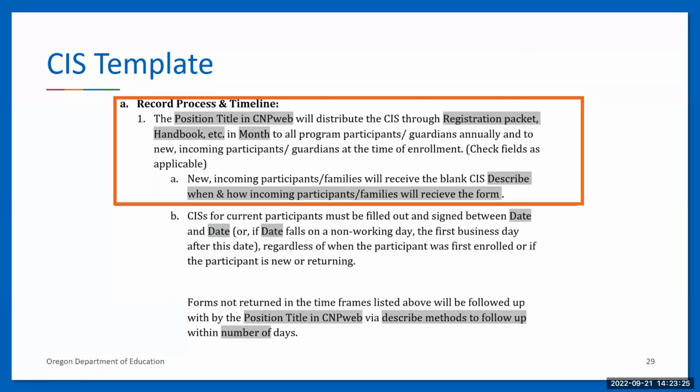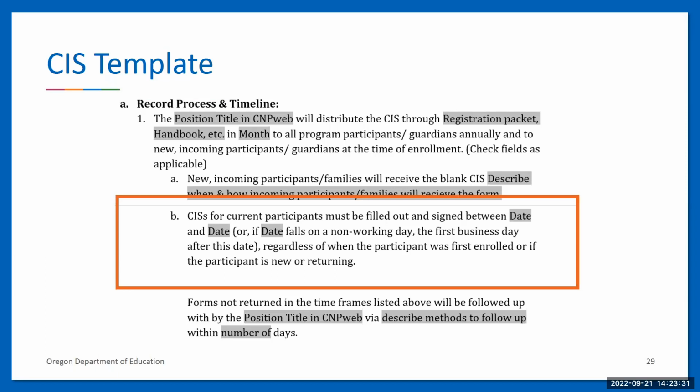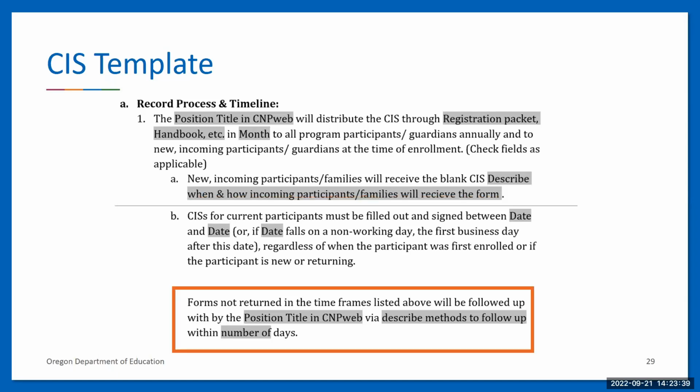The first step in the process is naming what position is responsible for distributing CISs, how it is done, and when this occurs. Both sections on new participants and current participants are required to be completed. There is also a section on staff responsible for following up on distributed CISs that are not returned in the prescribed timeline and the methods for follow-up.